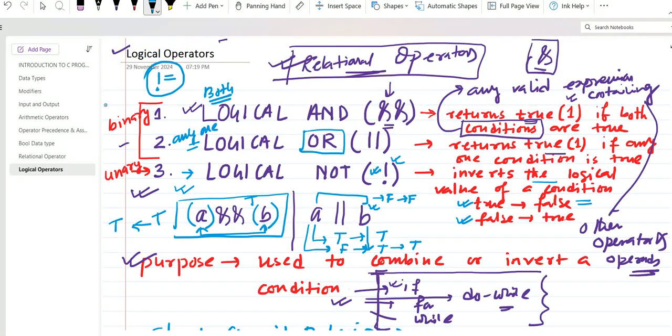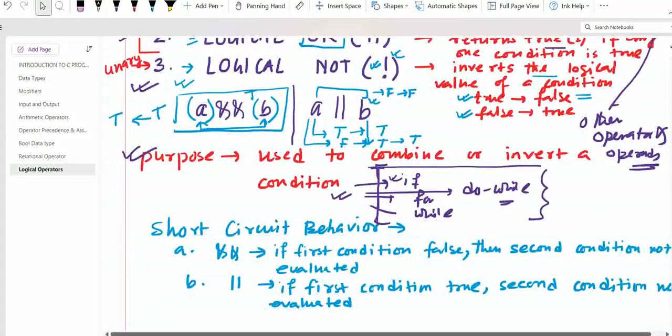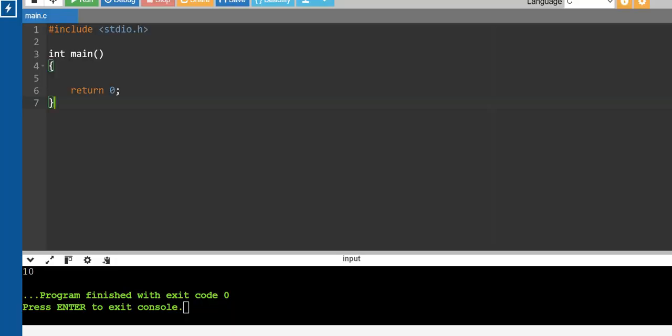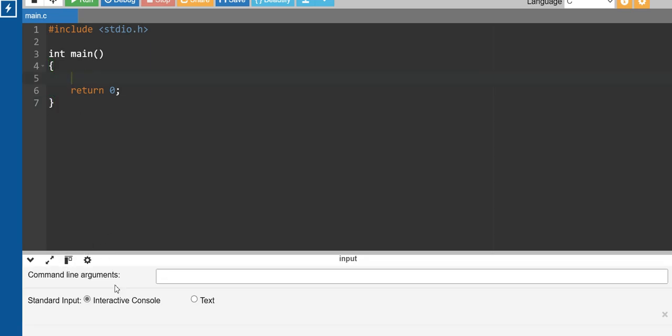Let us move to the online GDB compiler and see the demonstration, and then we'll discuss a few more points on logical operators. Let us take some examples. You can start with bool, there is no issue. So bool f equal to, suppose I write 4 greater than 5 logical OR 6 less than 7.